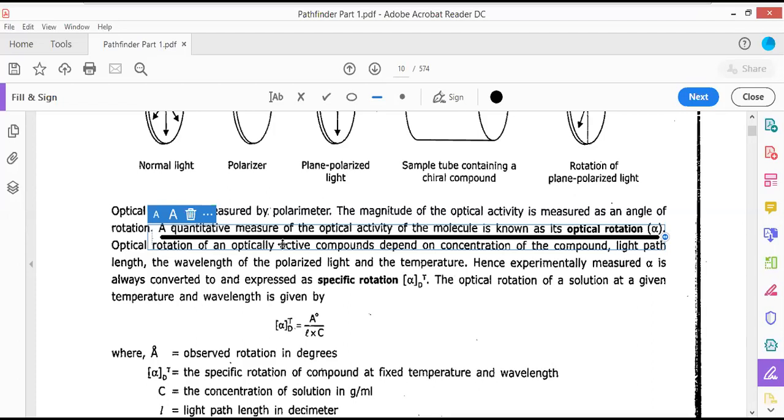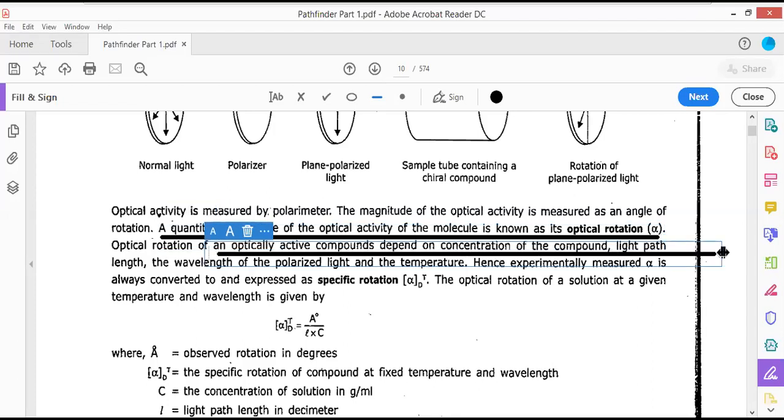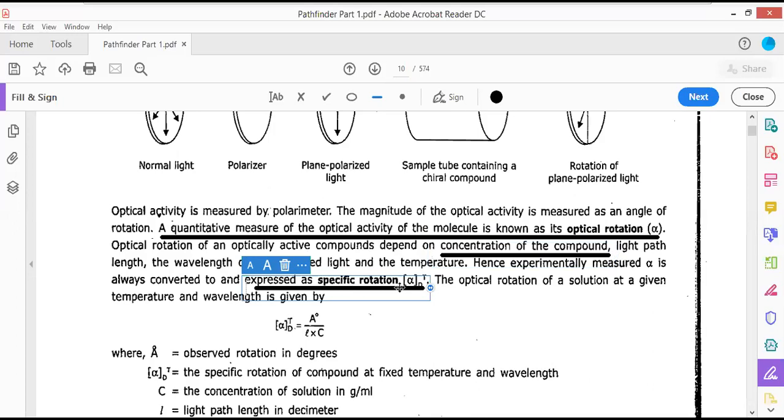Optical rotation of an optically active compound depends upon two things. One is the concentration of the compound, and the second is the path length. The optical activity depends upon the concentration of the compound, as well as the path length of the light and the wavelength of the polarized light. Hence, there is a concept which is given about the specific rotation. The specific rotation of any molecule. Now, what is this specific rotation of any molecule?